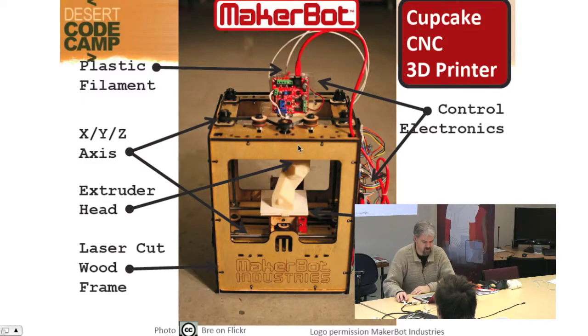So here's the MakerBot. This is the first version of it. Basically it's control electronics, again based around an Arduino. And then the plastic filaments you're using to print with come through the top here. You've got the X, Y, Z axis that moves around. You have the extruder head, it's hidden up in here. And this is the build platform and the wooden frame that holds it all together.